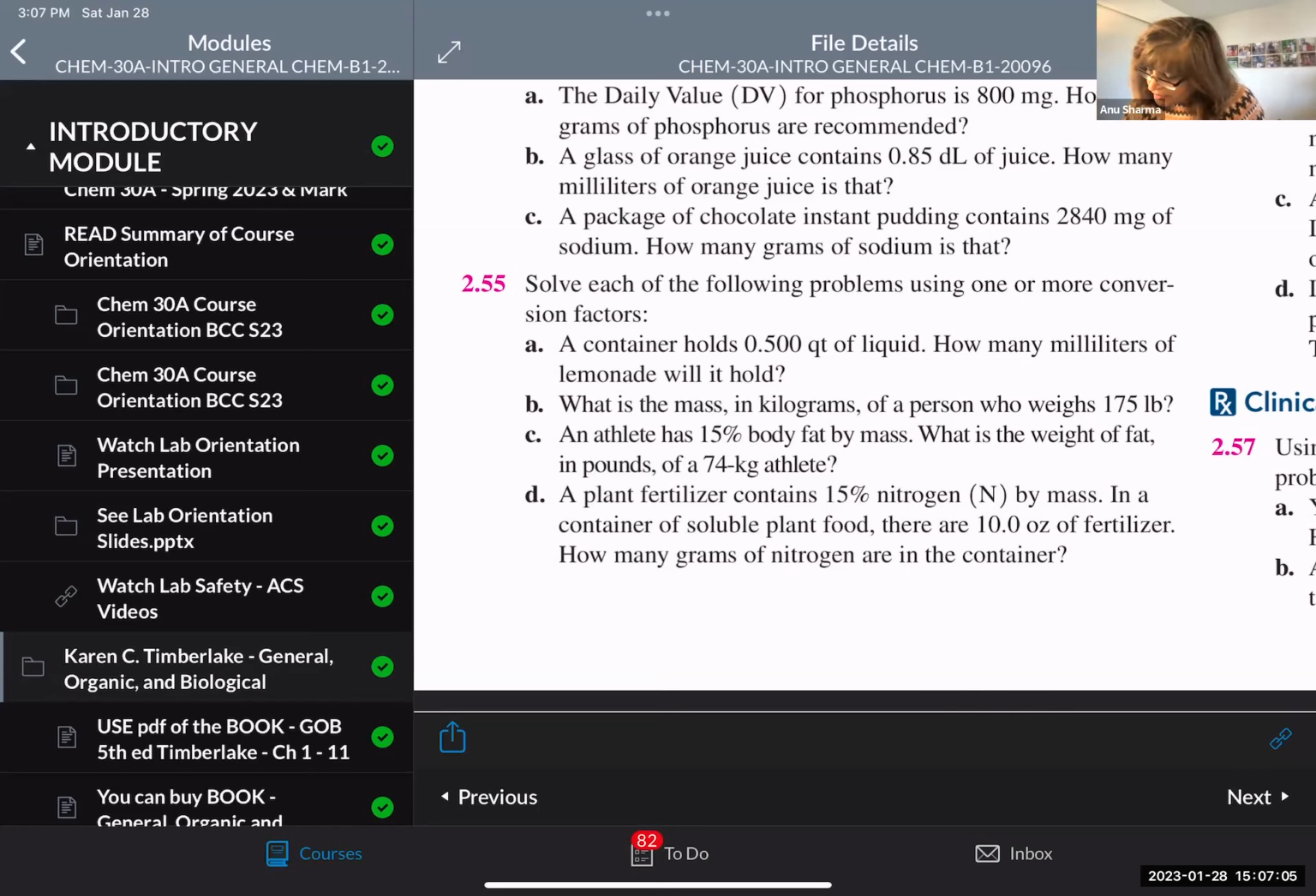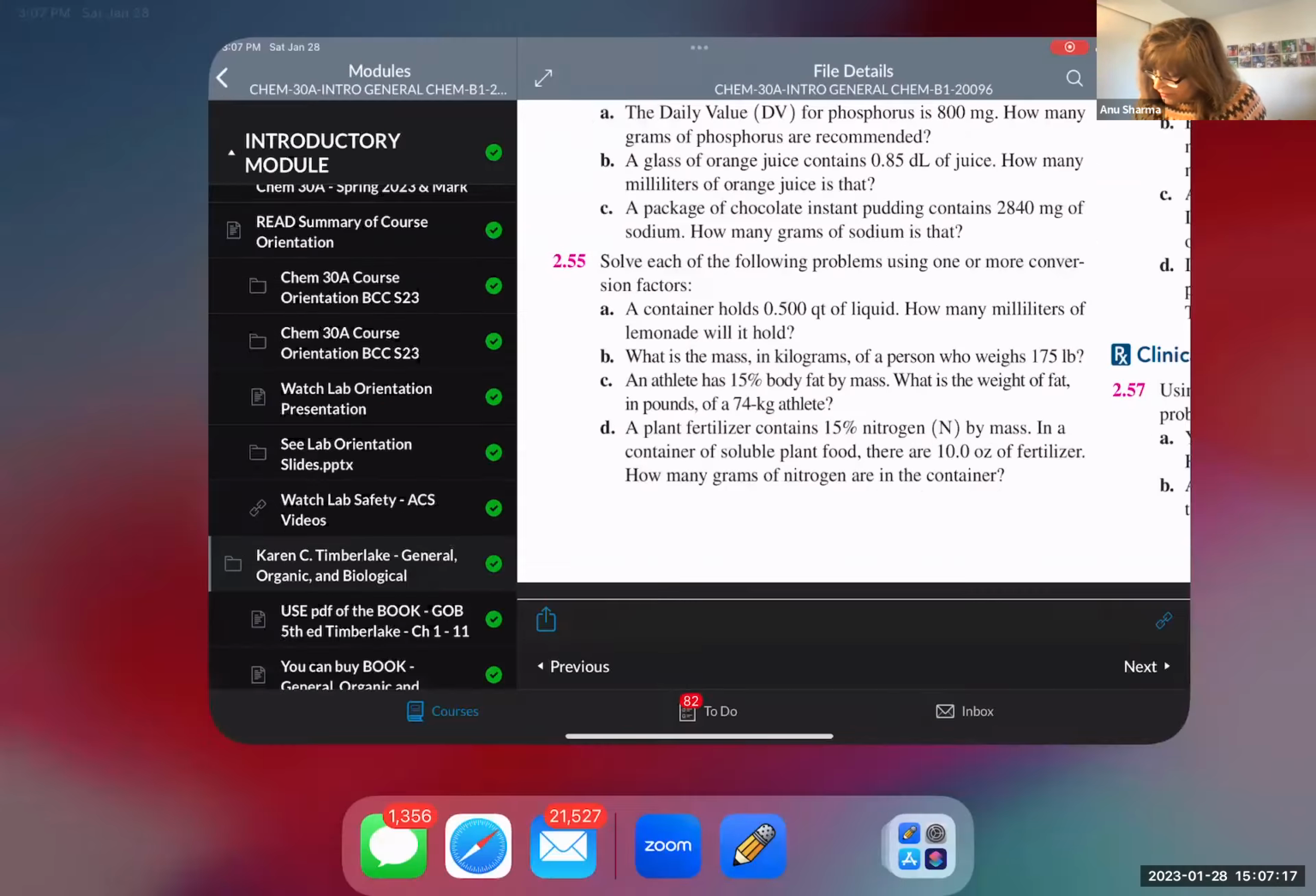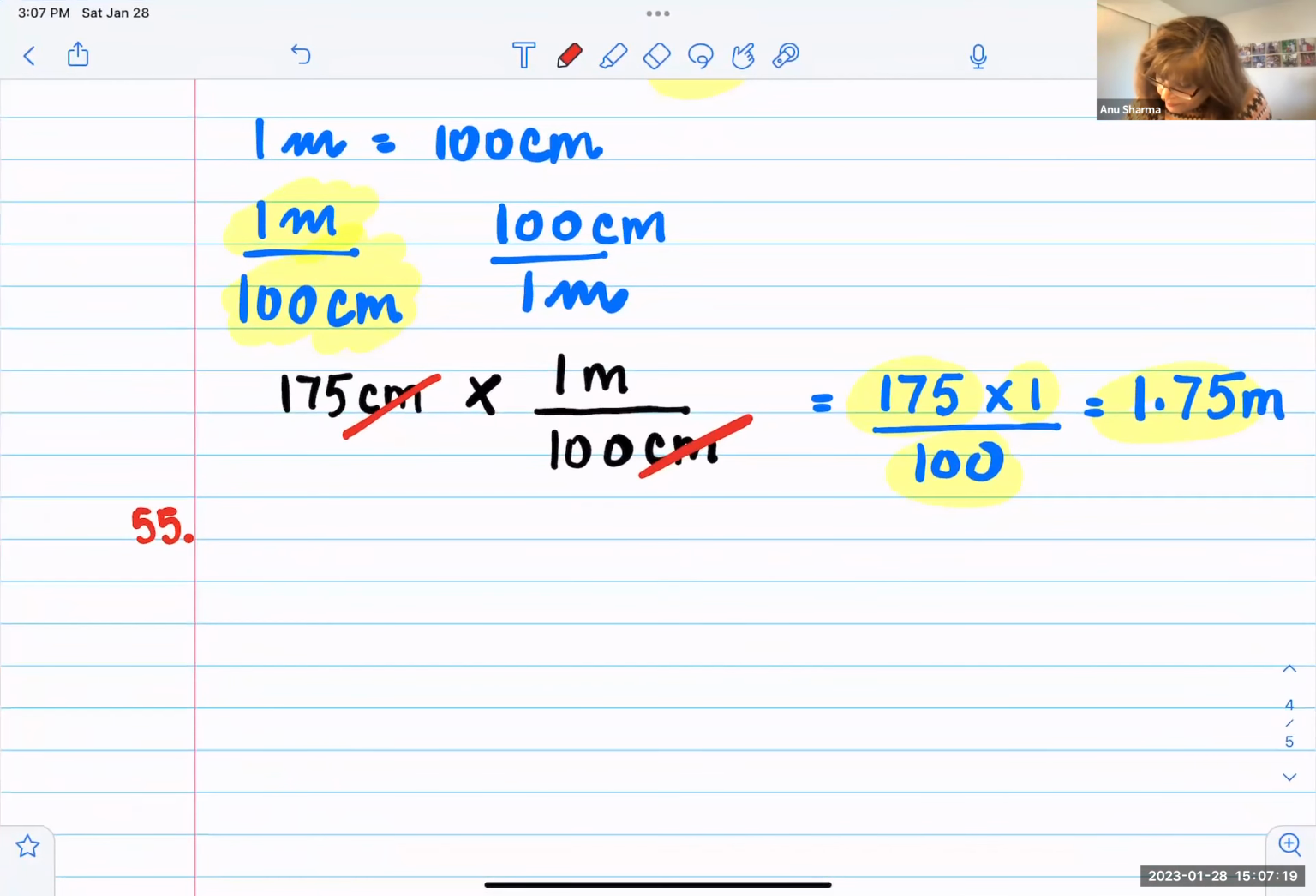Let's do part B, 55 part B. What is the mass in kilograms of a person who weighs 175 pounds? Mass in kilograms and 175 pounds. Let me write this down. Okay, B.